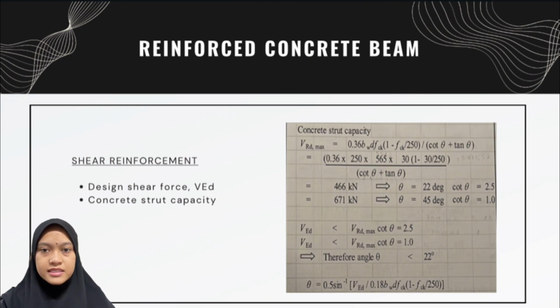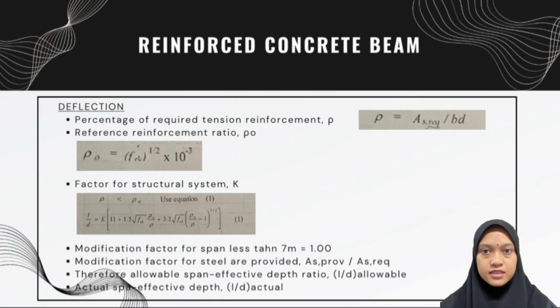First, determine the design shear force VEd and the concrete strut capacity, which the formula includes 22 degree cot theta and 45 degree tan theta, which the equations should be repeated twice to determine the angle. After that, for deflection, percentage of required tension reinforcement ρ and reference reinforcement ratio are calculated using the formula given. The factor for structural system, K, should be determined by if it's one-way or two-way slab.